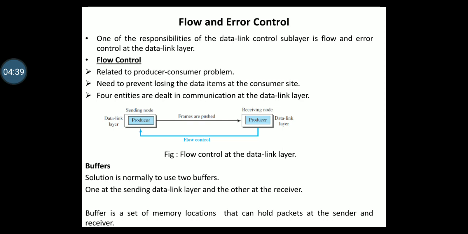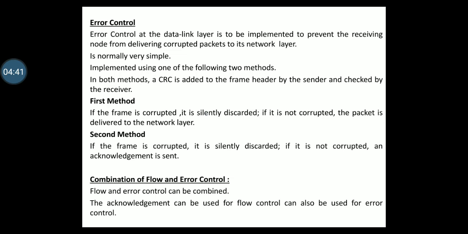Next we'll discuss error control. The underlying technology at the physical layer is not fully reliable, so there is a need to implement error control at the data link layer to prevent the receiving node from delivering corrupted packets to its network layer. Error control at the data link layer is normally very simple, and it can be implemented using one of the following two methods. We are going to discuss both methods.